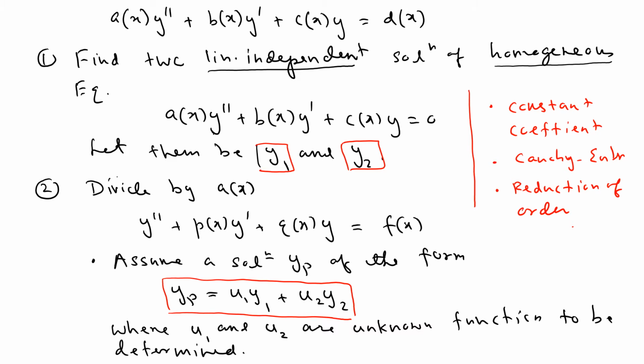So the goal is to find those two functions. After you find u1 and u2, we can come back and plug in there, and you're going to get the solution. So let's see how we're going to do that. As we did in the undetermined coefficient method earlier, we can take the derivative and plug in there and try to find u1 and u2. Let's see how we can do that part.